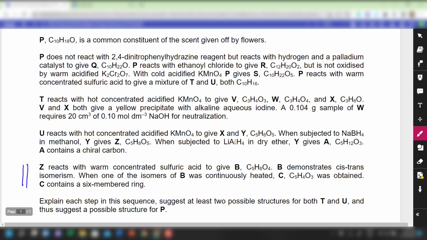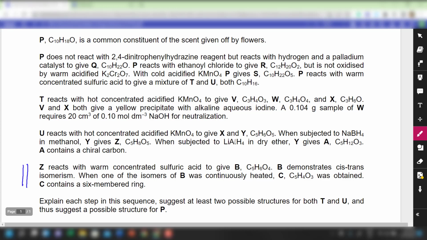For compound P, you were told that the molecular formula is C10H18O. If you do a quick calculation on its degree of unsaturation, you will get a value of 2. Two degrees of unsaturation tells you that it has either 2 double bonds, 1 double bond and 1 ring, or 2 rings. Then we look at the next paragraph. You were told that P does not react with 2,4-dinitrophenylhydrazine. So that means that it does not contain a ketone or aldehyde.